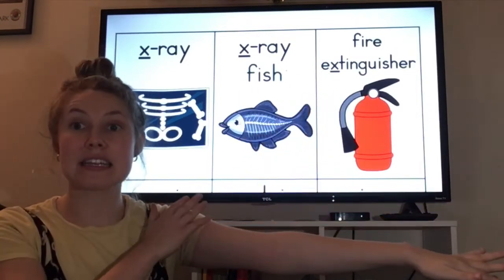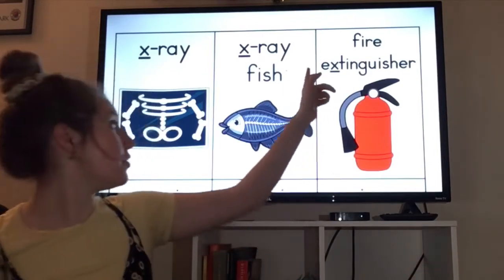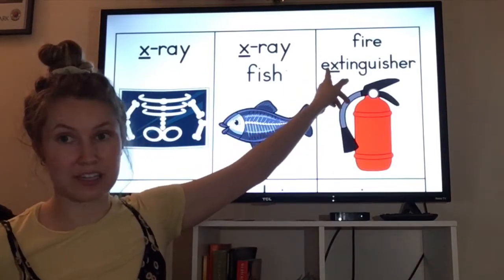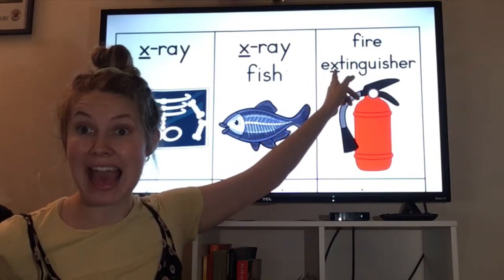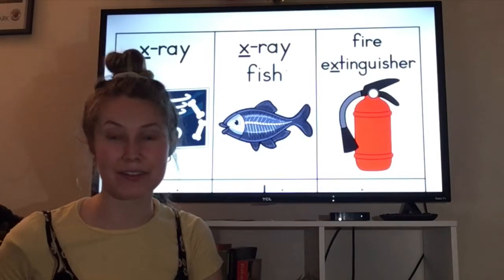The extinguisher sound is at the beginning of the word, but notice there is a letter in front of it, letter E, which says eh, so it helps us to make that extinguisher sound.